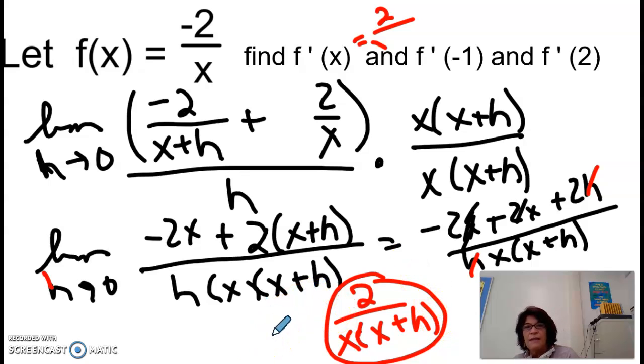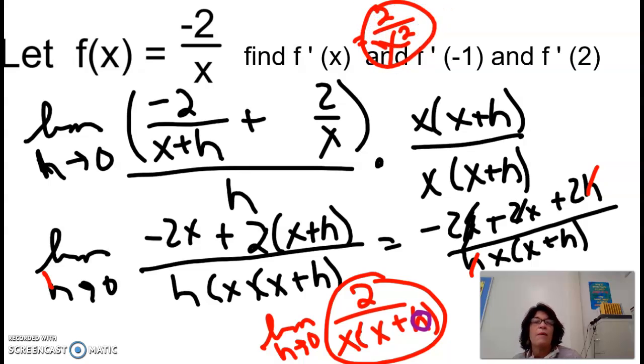Now I'm going to take the limit. I haven't taken the limit yet, but I actually can put a 0 in for the h now. It says as h approaches 0, I'll put 0 there. So I have 2 over x times x. So that's 2 over x squared. That's my f prime of x. That'll give me the instantaneous rate of change or the slope of the tangent line anywhere on this graph.